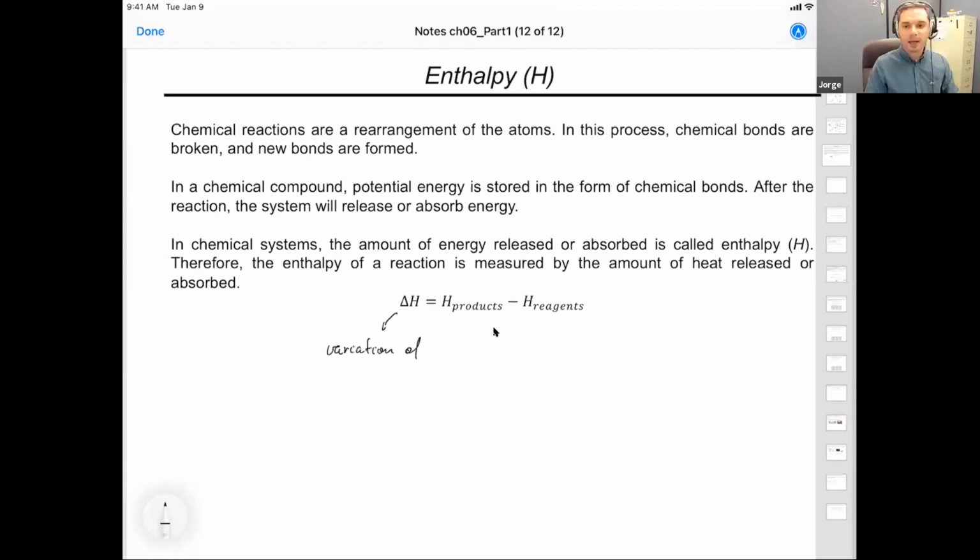Any variation is defined as the final minus the initial. And for chemical reactions, it is the same. Variation of enthalpy is calculated by the enthalpy of the products minus the enthalpy of the reagents.